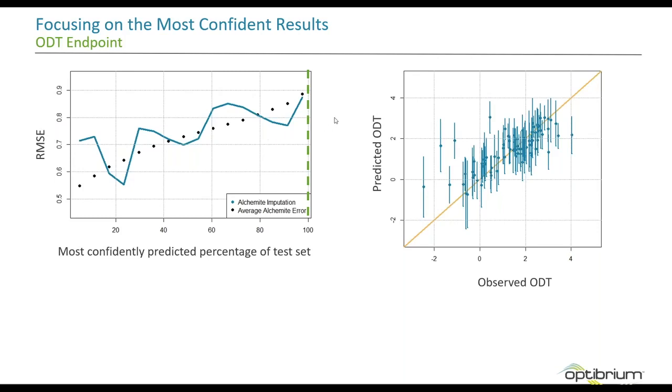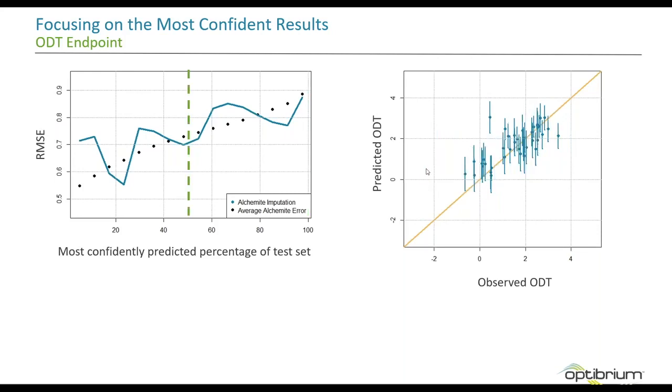But we can leverage these uncertainty estimates and remove the points which have the highest uncertainty and the largest error bars. So if we focus on the most confident 50% of predictions, we see how the points become closer to the identity line and the overall error drops significantly.